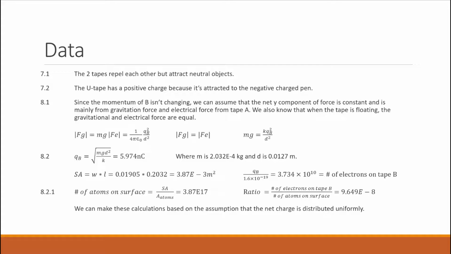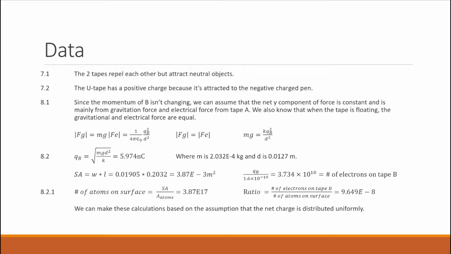And this was all because we assumed that the net charge was distributed uniformly. As I said earlier, because we assumed it was distributed uniformly, we were able to use one point charge per tape, making it easier for us to do this.